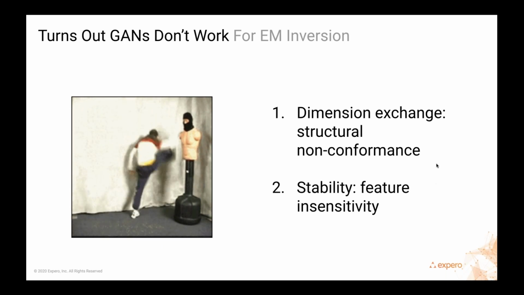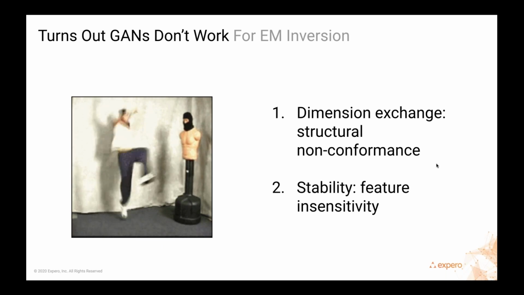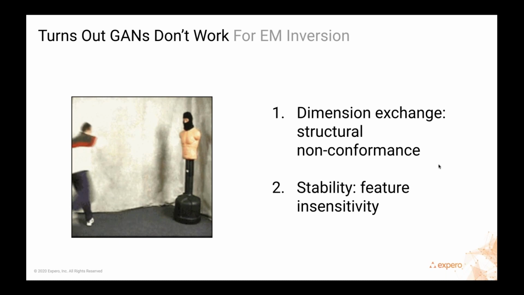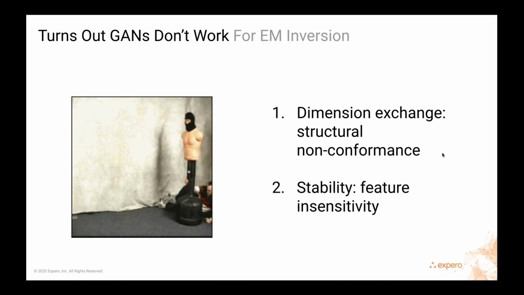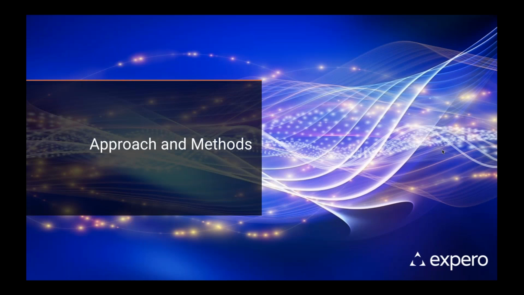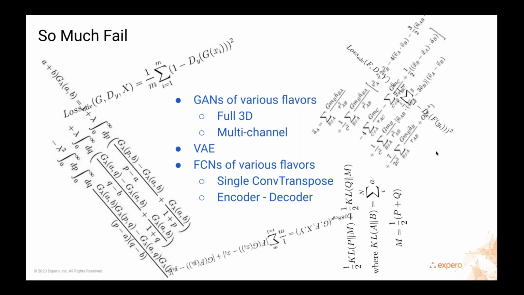And I'll talk about in a few slides why feature insensitivity is important in this case. Suffice it to say, we had to try something else out. And we did. We tried a bunch of different things. It was a mess. So we tried a huge variety of different model architectures. We tried a huge variety of different pre-processing steps and every combination thereof.